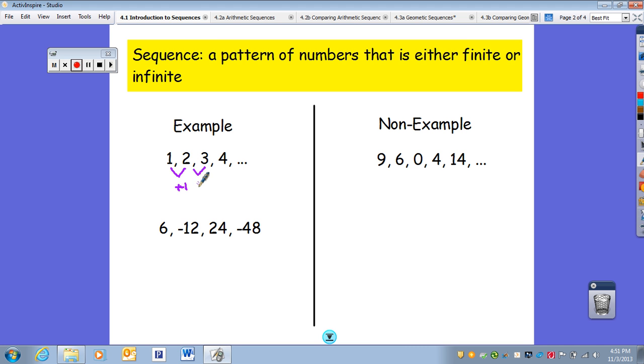So we have our pattern that continues, and notice the 3 dots after it. That means it is infinite. It continues on and on.